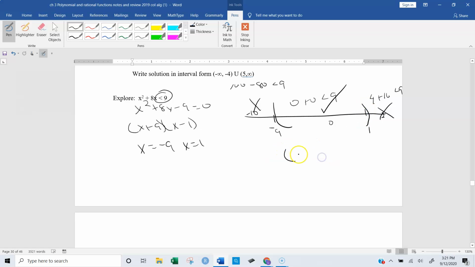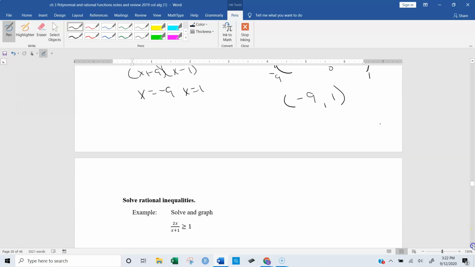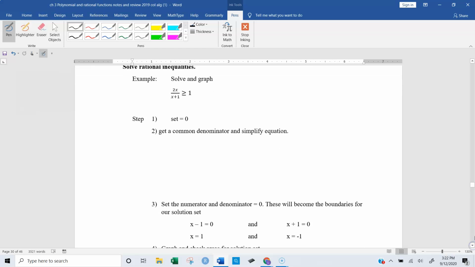So our answer in interval notation is negative 9 to 1. Parentheses on both sides because we do not have an equal sign to make it a bracket. And that would be your answer. There'd be no union on this one since there's only one section of the graph that worked.